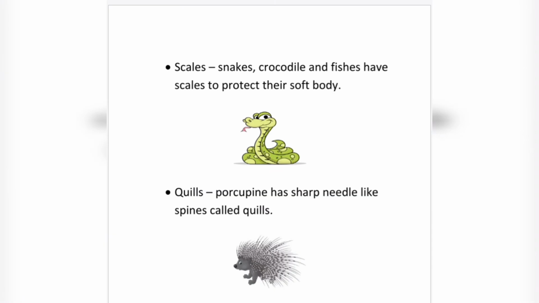Snakes, crocodiles, and fish have scales on their body to protect the soft body. Besides scales, fish also have slime on their body. This helps them to slip away from predators and also makes their body waterproof. Quills. A porcupine has sharp needle-like spines called quills on its body. It shoots these quills when threatened by predators.